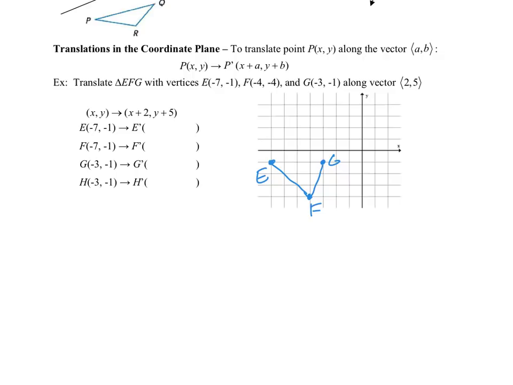And now we're going to translate this triangle according to this translation vector. So every point would get moved 2 units to the right, since it's a positive 2, and since this is a positive 5, it would be moved up 5. So to do it, let's go ahead and work it out analytically first, and then we'll actually count units and make sure that we've done it right. So our point E at -7, -1, we're going to increase -7 by 2. So -7 plus 2 would be -5. And then we're going to increase y by 5. So -1 plus 5 would be 4.